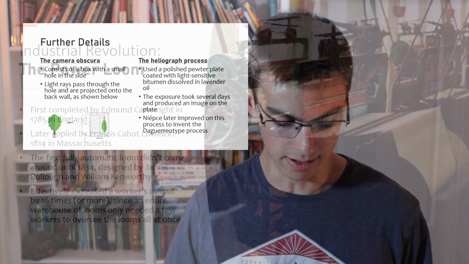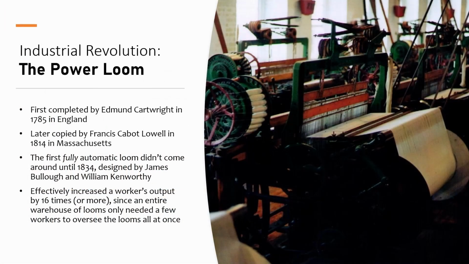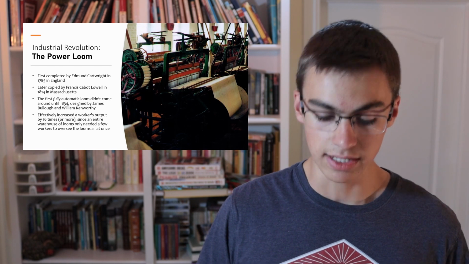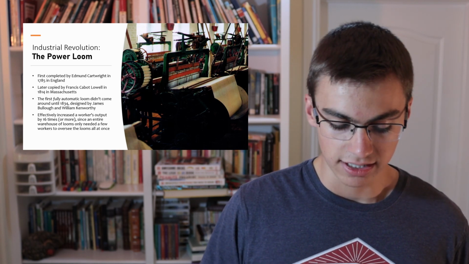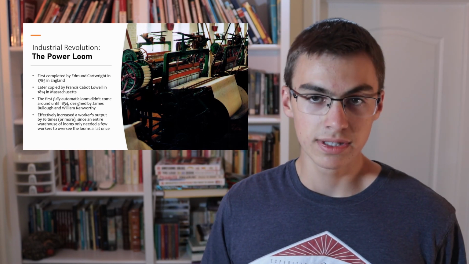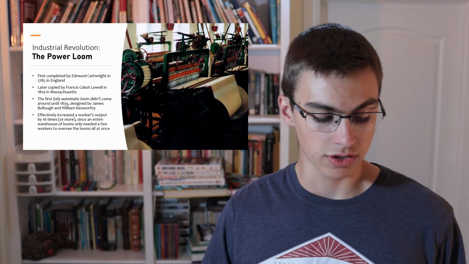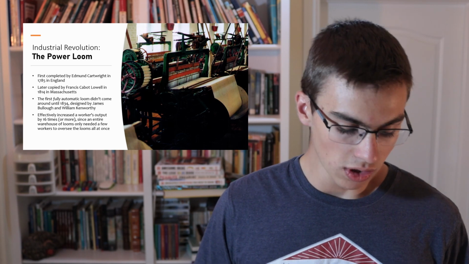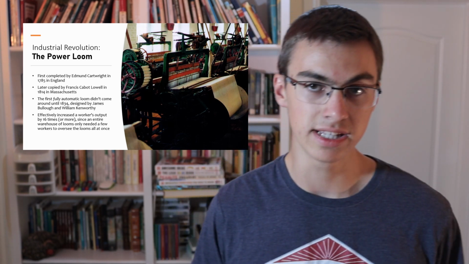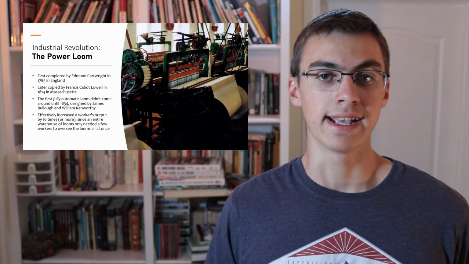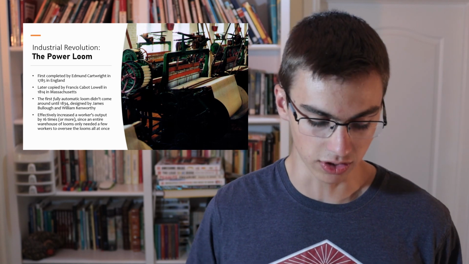Alright, the next time period is the Industrial Revolution, and I chose to study the power loom. So it was first completed by Edmund Cartwright in 1785 in England, and then Francis Cabot Lowell actually stole that design and brought it over to Massachusetts in 1814. And these looms still required some sort of human intervention. The first fully automatic loom that didn't require any human operation was designed in 1834 by James Bullough and William Kenworthy. These power looms effectively increased a worker's output by 16 times or more, since you only needed a couple of workers to oversee an entire warehouse of looms.